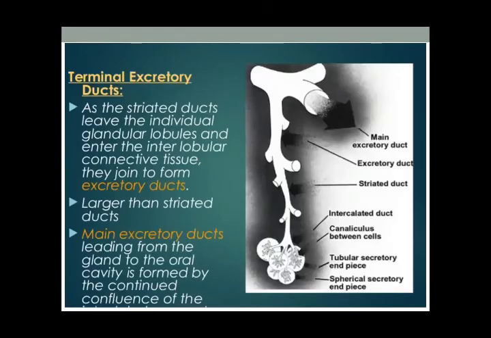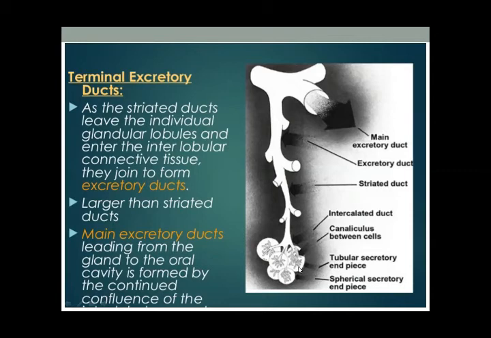Terminal excretory ducts. Three types of common ducts were described: striated ducts, intercalated ducts and terminal excretory ducts. As the striated ducts leave the individual glandular lobules and enter the interlobular connective tissue, they join to form the excretory duct. This is the excretory ducts, striated ducts, intercalated ducts, and canaliculus between cells.